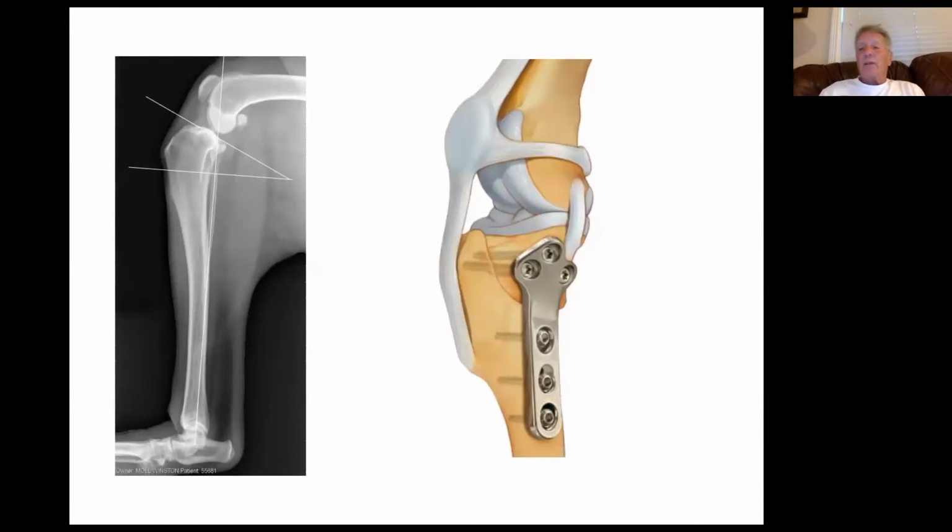Now this is the TPLO, and everybody's familiar with this. It's been around since 1983. Barclay Slocum developed this in 1983. How do you measure? How do you execute it? That's what we teach in the courses.